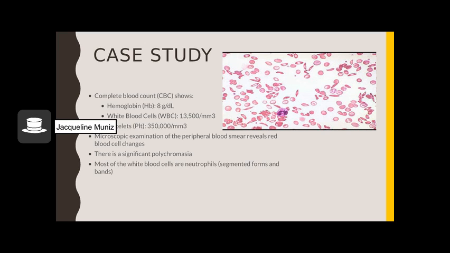A complete blood count shows a hemoglobin of 8, white blood cells of 13,500, and platelet count of 350,000. Microscopic examination of the peripheral blood smear reveals red blood cell changes. In addition, there is significant polychromasia. Most of the white blood cells are neutrophils, segmented forms and bands.